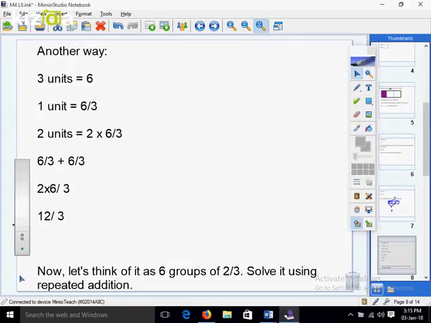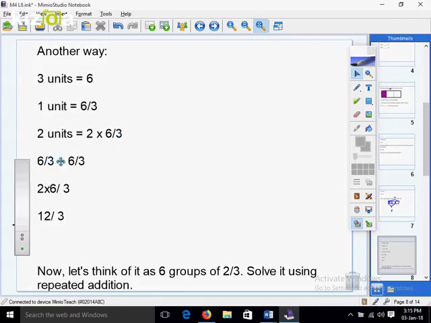All right, so we're going to think about it another way, right? So we still have 2 times 6/3, okay? We're thinking about it in units. We have 3 units, it's equal to 6. 1 unit is equal to 6/3. We're talking about 2 units, so we want to multiply it by 2. 2 times 6/3. So we're going to think about it as repeated addition.